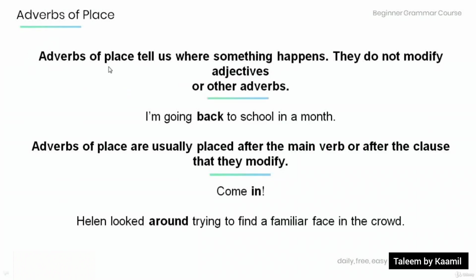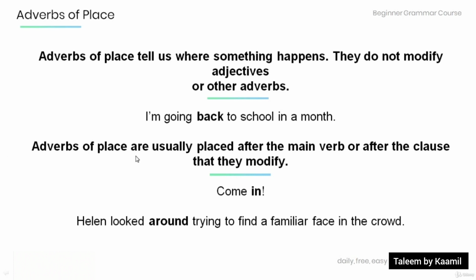Now adverbs of place tell us where something happens. They do not modify adjectives or other adverbs. Have a look at the example below. I'm going back to school in a month. The adverb of place, back, modifies the verb going. It tells us where we are going.